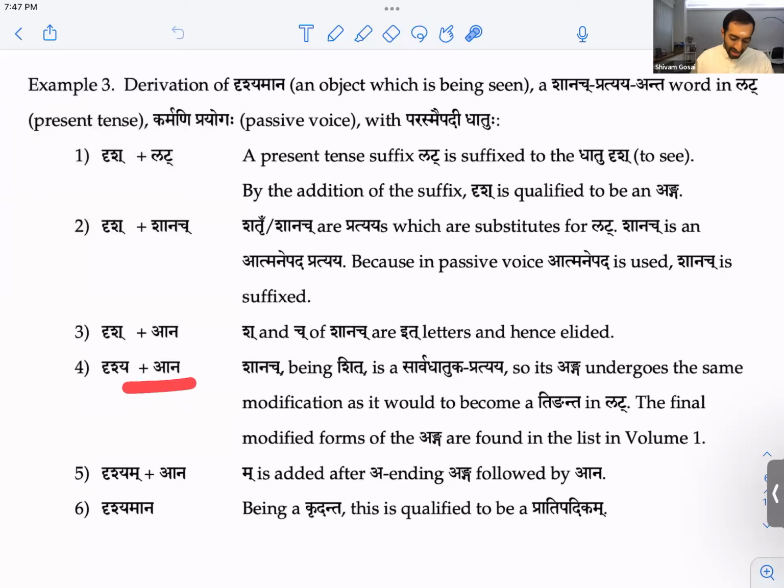But we can't just go ahead and add it. Since the anga itself is ending with akara, we have to add makara. Ma is added after an a-ending anga. So drishya becomes drishyam. Drishyam plus ana becomes drishyamana.